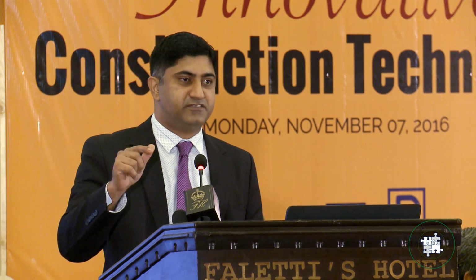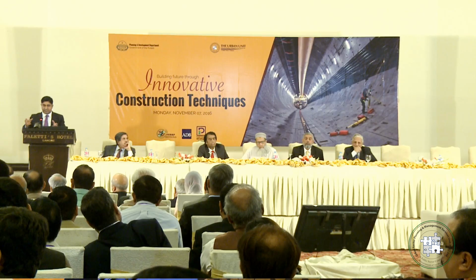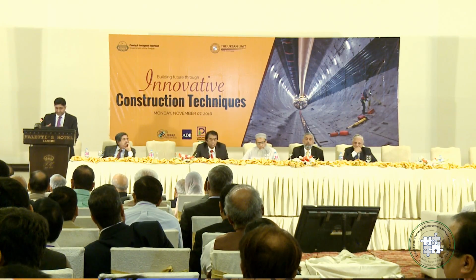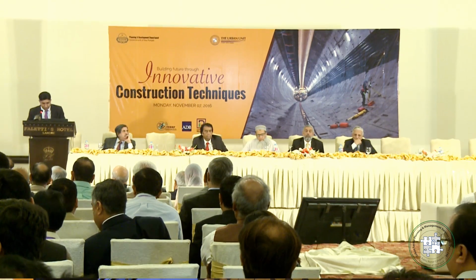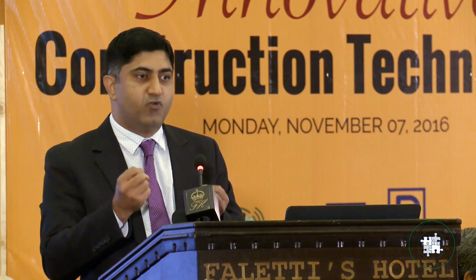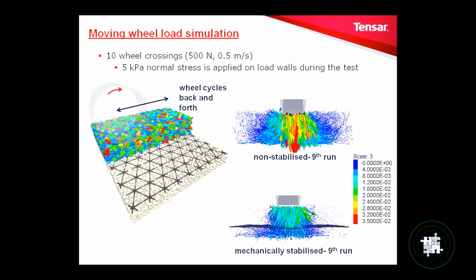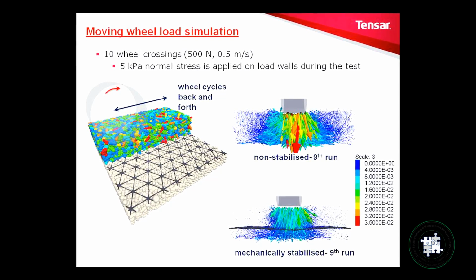is the unstabilized section. Red color indicates failures, movement of particle, horizontally, vertically, rotationally as well. While the other section at the bottom, most of the color is green, green shows restricted movement. There is still movement, but it is very restricted and it is not dangerous from failure point of view. So there were 10 wheel crossings.